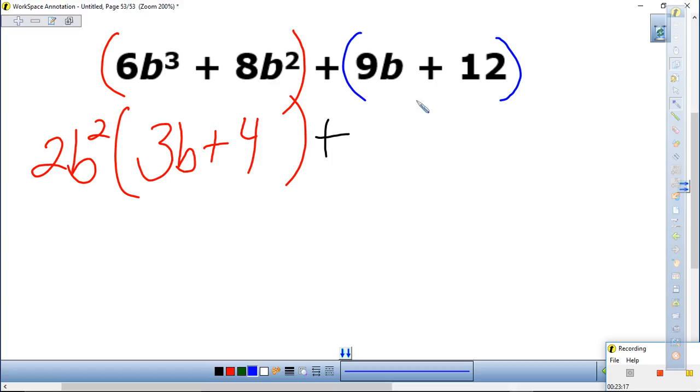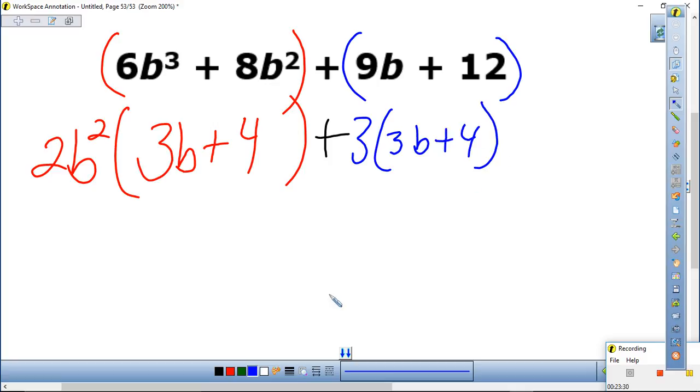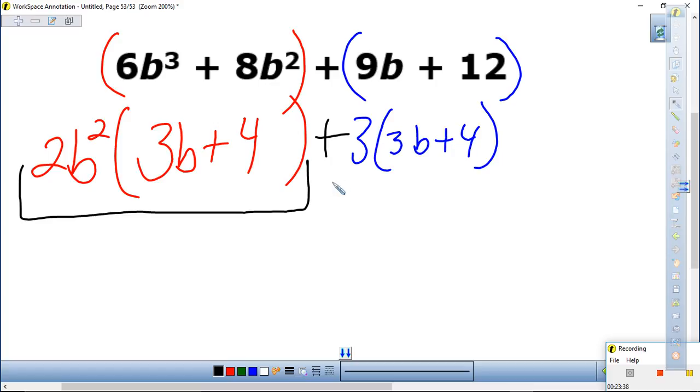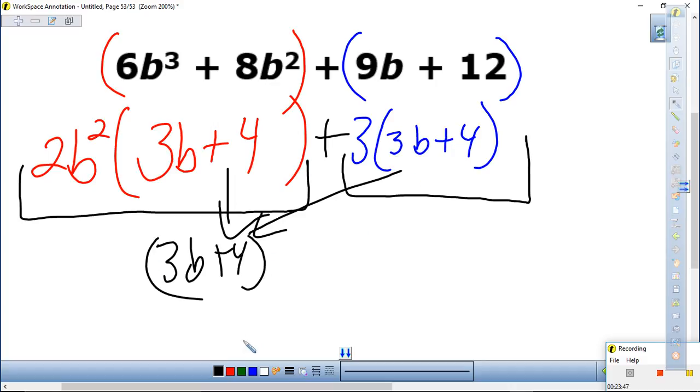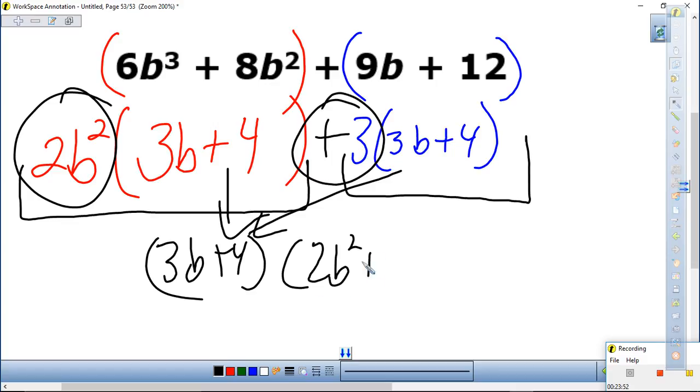what's GCF for the second? 3, and we're left with 3b plus 4. So at this point, Jocelyn, what does this first term have in common with this second term? 3b plus 4, which is this one and that one. And what's left over? 2b squared plus 3. Those are my factors. Okay?